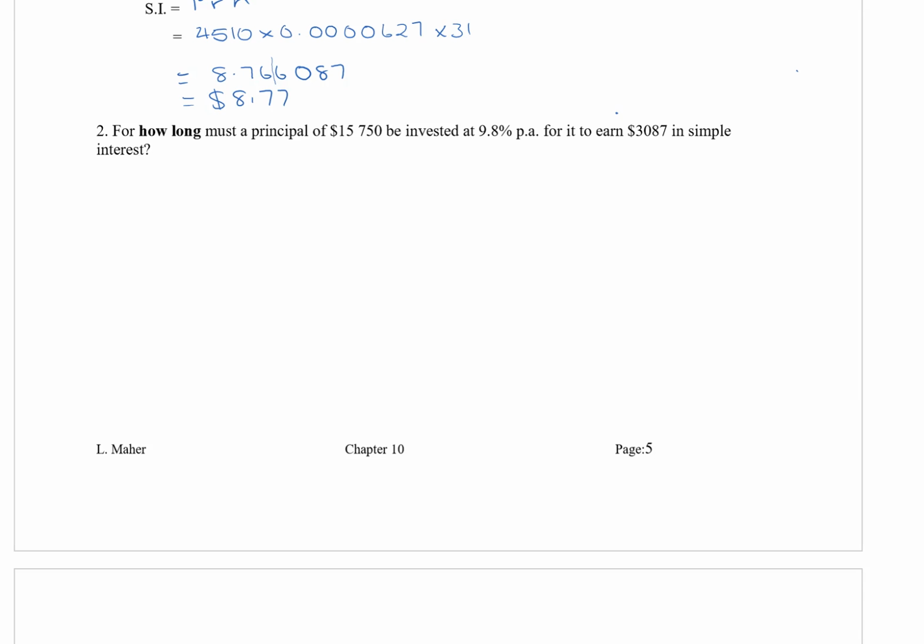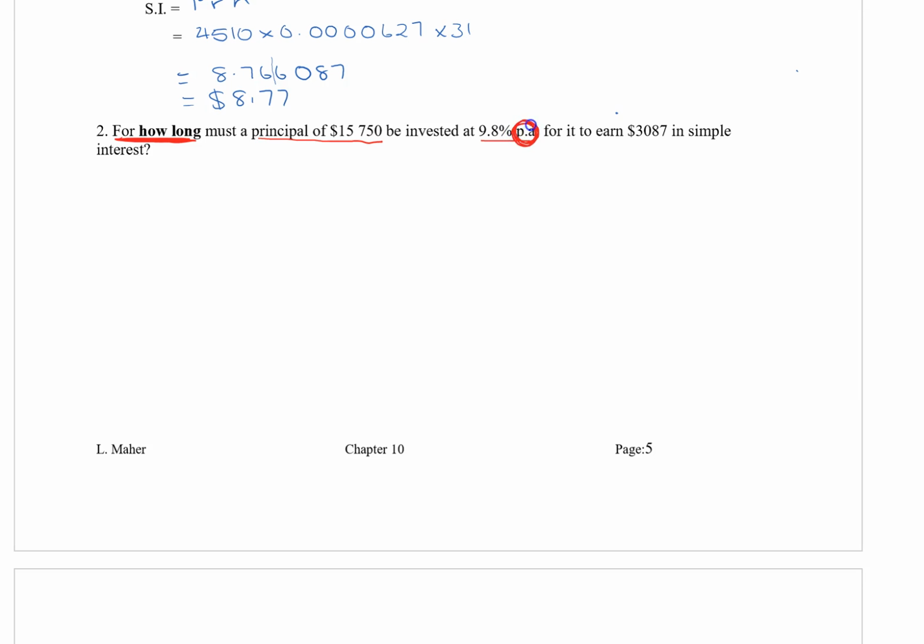Let's go back to the beginning. It's always a good idea to have a read through first without doing anything. Second read through, now I'm going to underline. For how long? Really important. This is what I'm finding. A principal of that amount. Good, I'll be able to identify that. Be invested at 9.8% per annum.